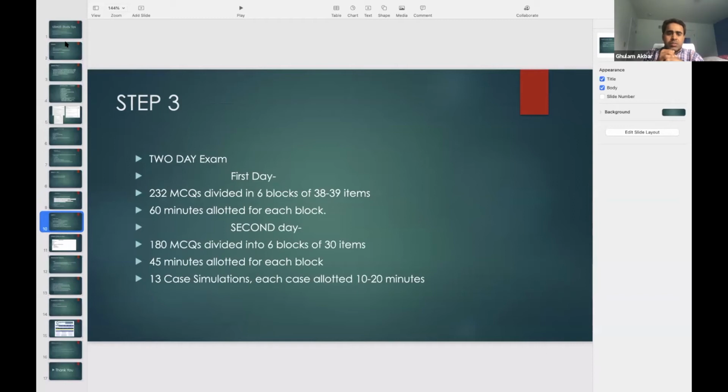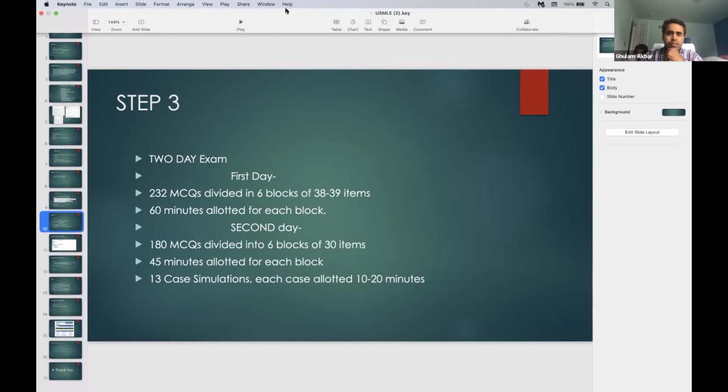I thought about adding some Step 3 format, because some of you are planning or in the process of taking it. It is a 2-day exam, as I said. The first day there are 232 multiple choice questions, and they're divided into 6 blocks. Each block has 38 to 39 items, and 60 minutes is allotted to each block. And on the second day there will be 180 MCQs, again in 6 blocks of 30 items. The items will be less, then 45 minutes allotted to each block.